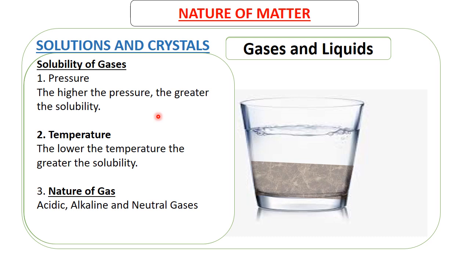Then alkaline is the opposite of acid. Any substance that is said to be alkaline is just the opposite of acid. In short, it behaves opposite to an acid. Then a neutral gas is a gas that is neither acidic nor alkaline. And when it comes to solubility, acidic and alkaline gases are more soluble than neutral gases. Neutral gases are said to be slightly soluble.